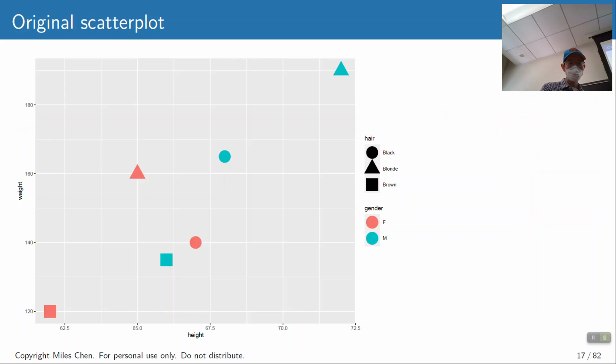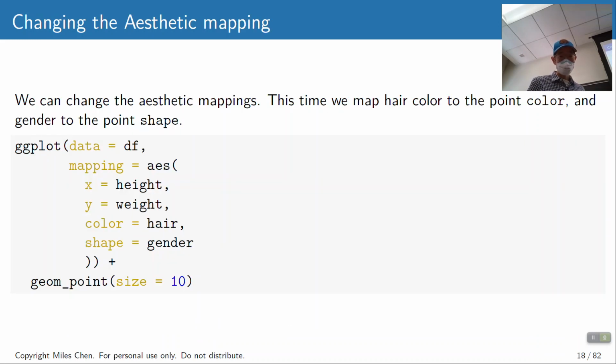So this is kind of our visualization right now. We've got height to the x, weight to the y, hair color to shape, gender to the color of the dots. Okay. Now, what would happen if I switch? I'm going to say hair color goes to the color of the point, and gender goes to the shape of the point. What's going to happen there? So in my current data set, I have 3 hair colors represented.